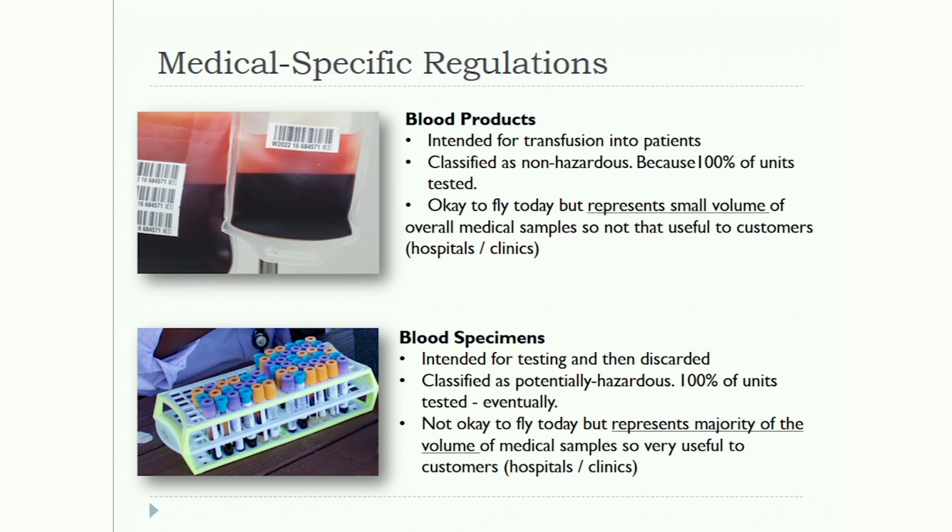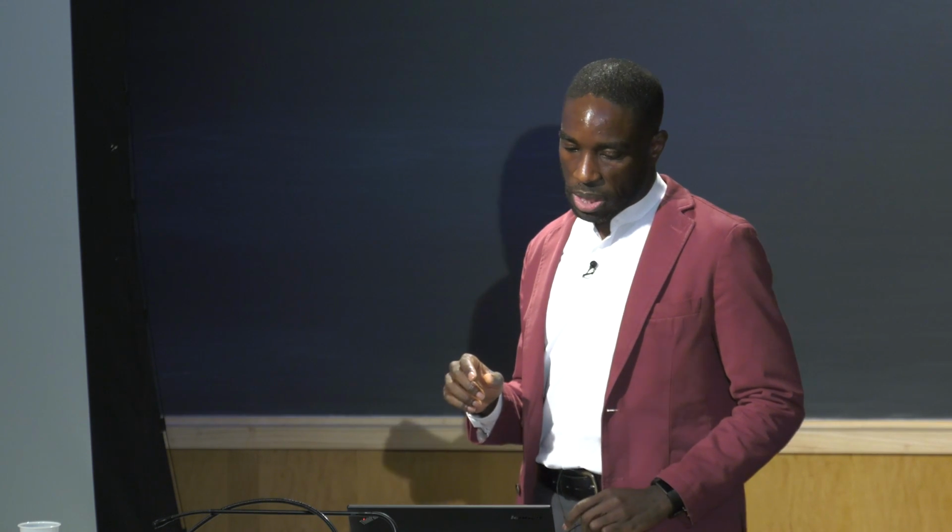Blood specimens on the bottom are intended for testing, and then they're discarded. They're classified as potentially hazardous, and all 100% of units are eventually tested, but at the time they're flying, they haven't been tested. And so based on the hazardous designation, they're not okay to fly, but they represent the majority of the volume, and so they would be useful. And so how do we deal with that? I don't know yet, but we're working on it. So this is just an example of some of the challenges.